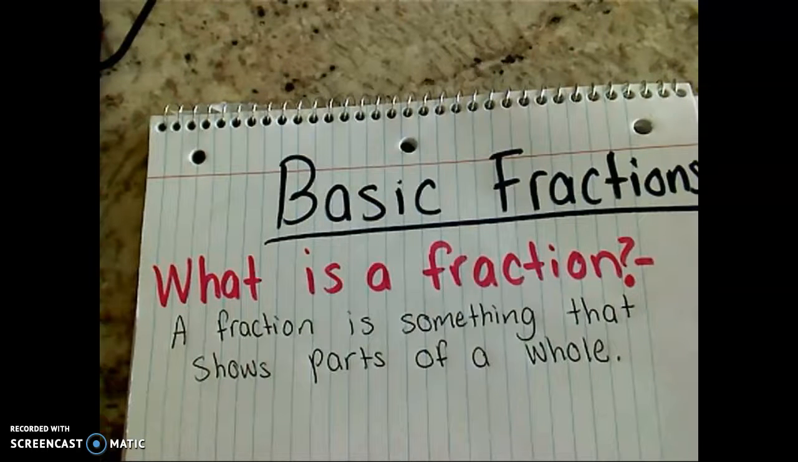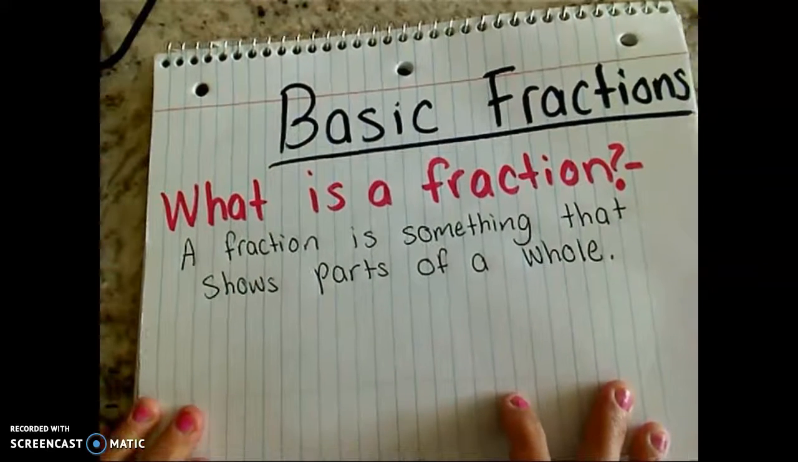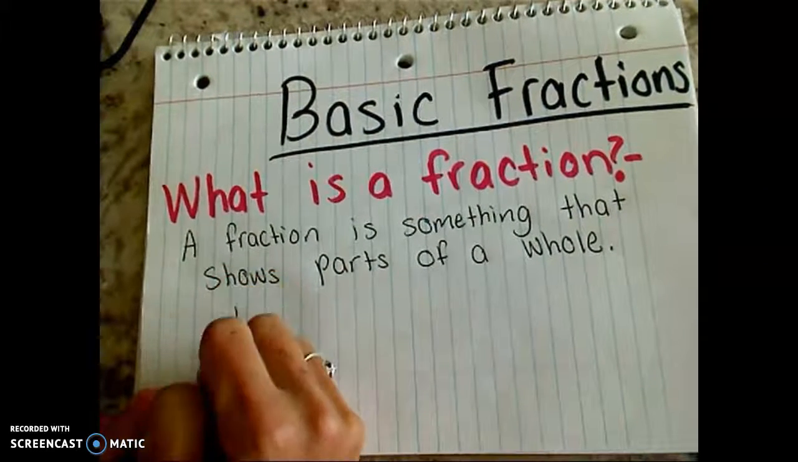When you think of parts of a whole, you can think about a whole pizza or a whole pie, and parts of it might be the parts you eat, the parts that are shaded, the parts that might be left over. Those are what the parts represent. So for an example, let's say we had the fraction 1/2.